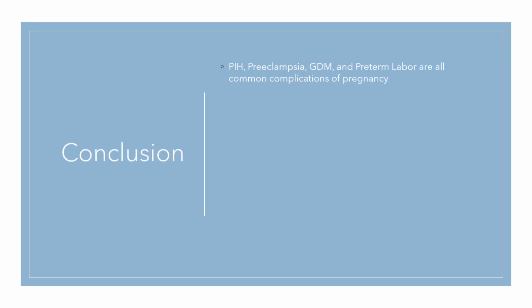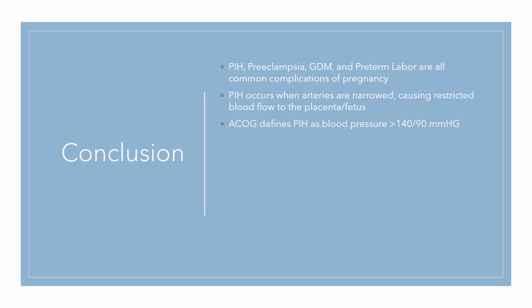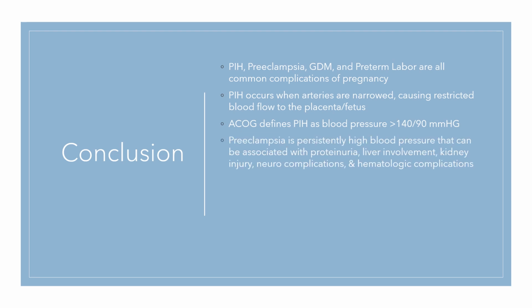In conclusion, pregnancy-induced hypertension, preeclampsia, gestational diabetes, and preterm labor are all common complications of pregnancy. PIH occurs when the arteries are narrowed, causing restricted blood flow to the placenta and fetus. ACOG defines PIH as a blood pressure greater than 140/90.